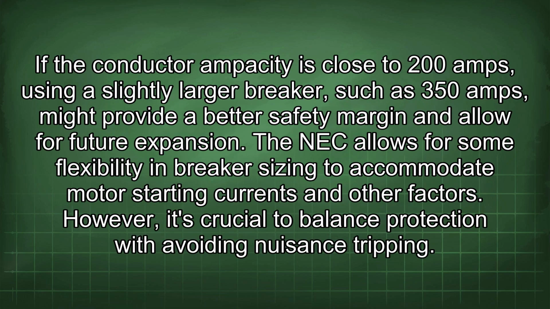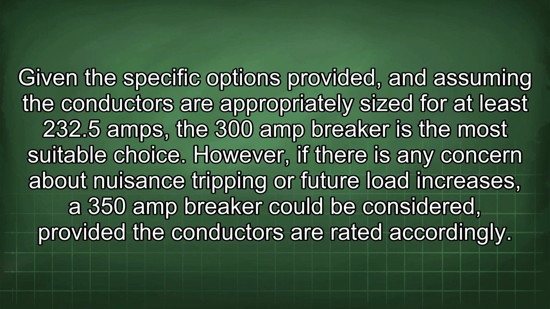If the conductor ampacity is close to 200 amps, using a slightly larger breaker such as 350 amps might provide a better safety margin and allow for future expansion. The NEC allows for some flexibility in breaker sizing to accommodate motor starting currents and other factors. However, it's crucial to balance protection with avoiding nuisance tripping. Given the specific options provided, and assuming the conductors are appropriately sized for at least 232.5 amps, the 300 amp breaker is the most suitable choice.